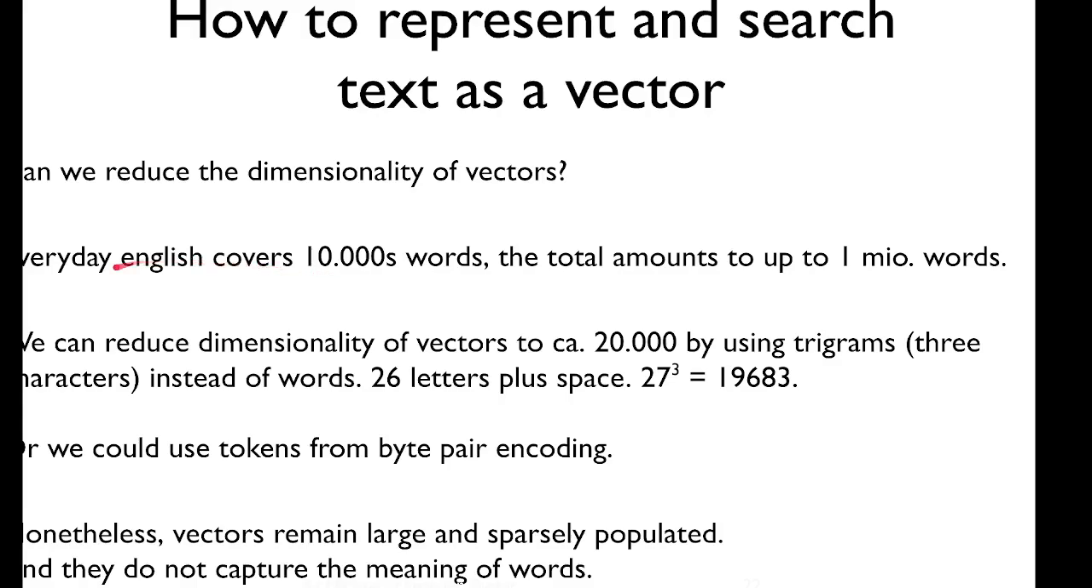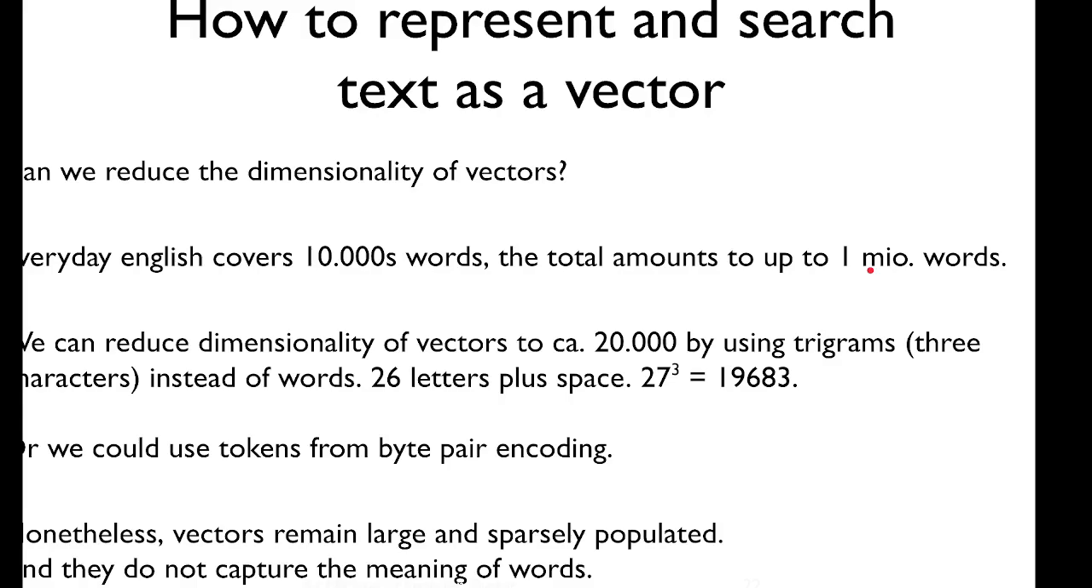So everyday English covers about 10,000 words, but if we really total this up, then this can easily become 1 million different words. And that means that every message that we would be considering, even a short OK, would be represented as a vector with 1 million, or let's say 10,000 dimensions.